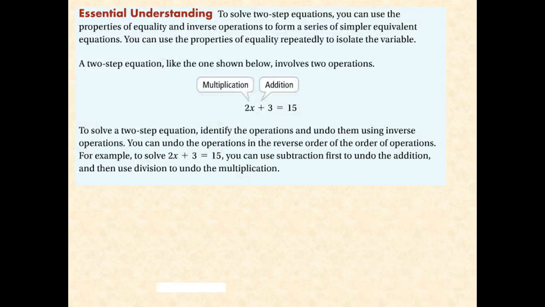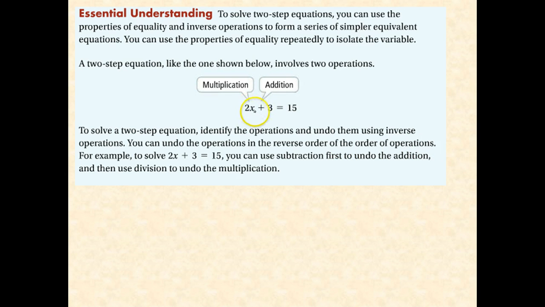Deuces are wild. Okay, so in solving two-step equations, we're going to use the same kind of thing we did last time. We're still going to use properties of equality and inverse operations, but we're going to have to do more than one step. We generally undo operations in the reverse order of the order of operations. It kind of makes sense because we're undoing the operations, so we're going to undo them in the opposite order that we would do order of operations.